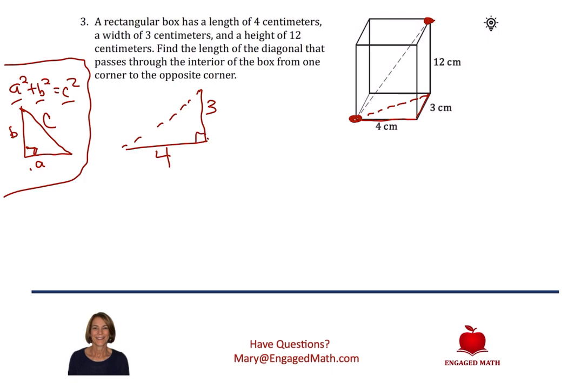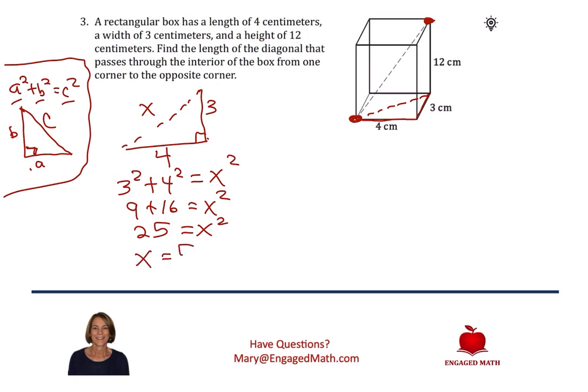According to the Pythagorean theorem, we can take one leg of the triangle and square it. So I'm going to say 3 squared plus 4 squared equals, and I'm going to call this x, x squared. Okay, 9 plus 16 equals x squared. 25 equals x squared. And based on what we know about solving equations, where we can take the square root of both sides, x is equal to 5.